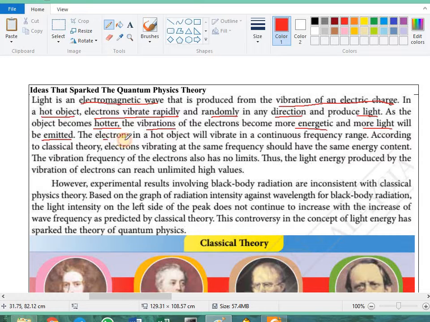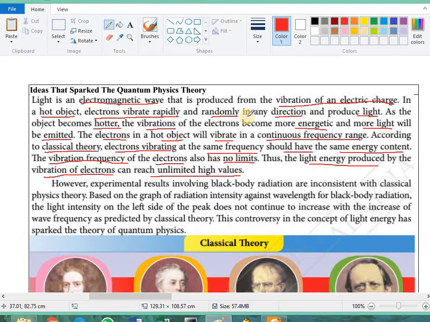The electron in a hot object will vibrate in a continuous frequency range. According to classical theory, electron vibrating at the same frequency should have the same energy content. The vibration frequency of the electron also has no limit. Thus, the light energy produced by the vibration of electron can reach unlimited high value.